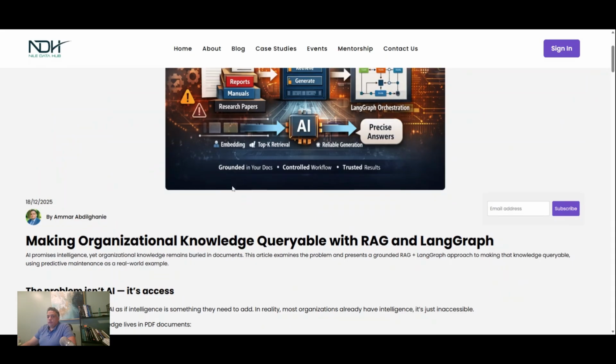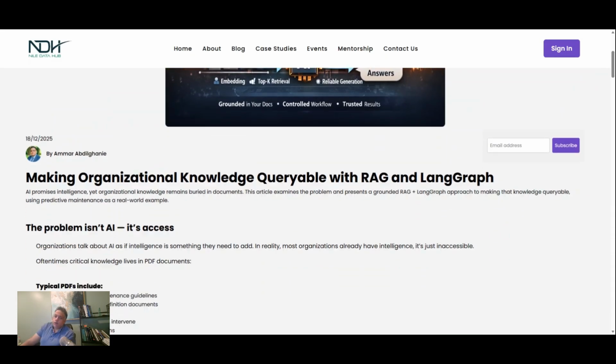Hello, everyone. I wanted to explain the article I published today on my blog, 9datahub.com. This is about tapping into organizational knowledge and making it queryable with RAG and LangGraph.